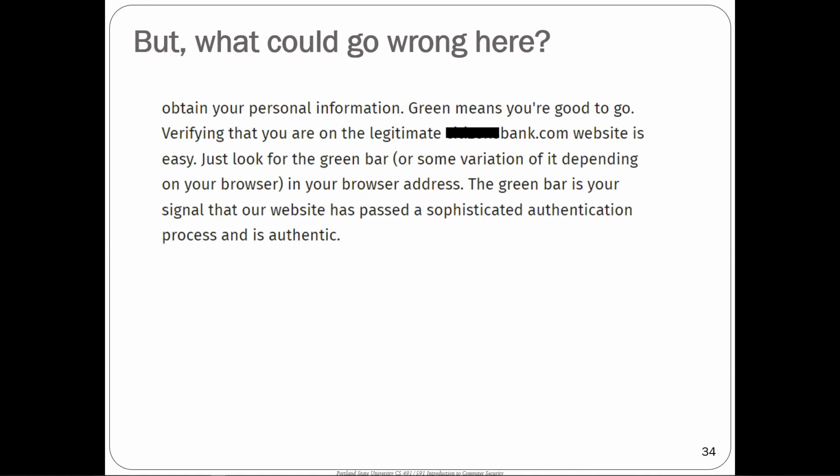Because what this is doing, this is training users. Green means good, right? Now I realize security is complicated, but as soon as you market that green means good, the adversary's like, I need green, right? And that's basically what this is. So the green bar is your signal that the website has passed a sophisticated authentication process, basically Let's Encrypt, and is authentic, okay? So this is a problem. What about authentically bad sites, right?